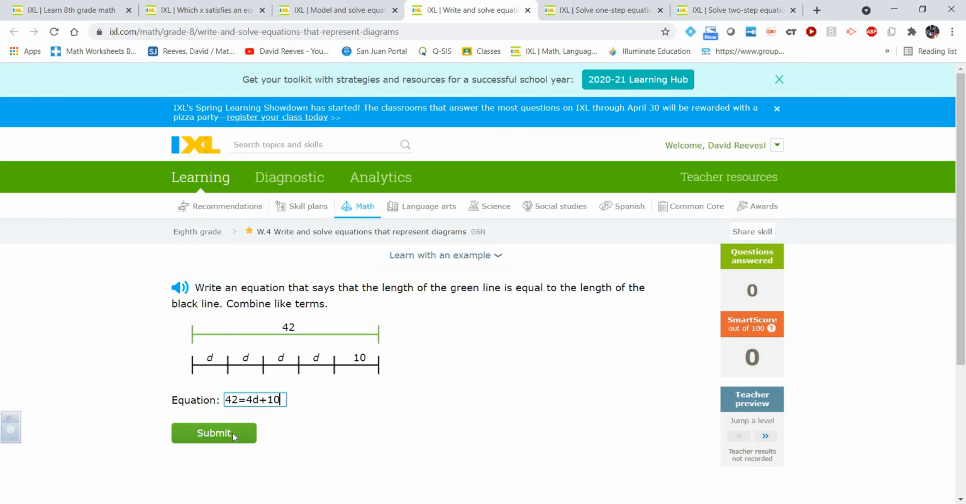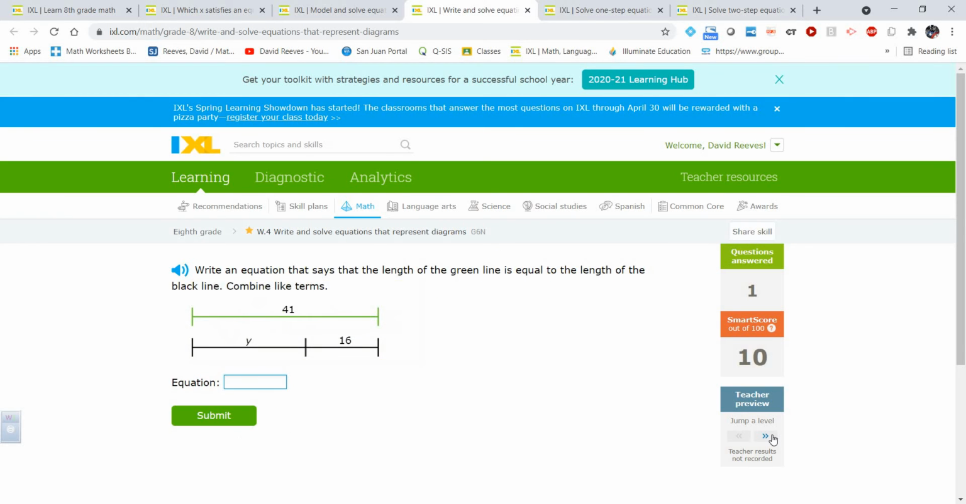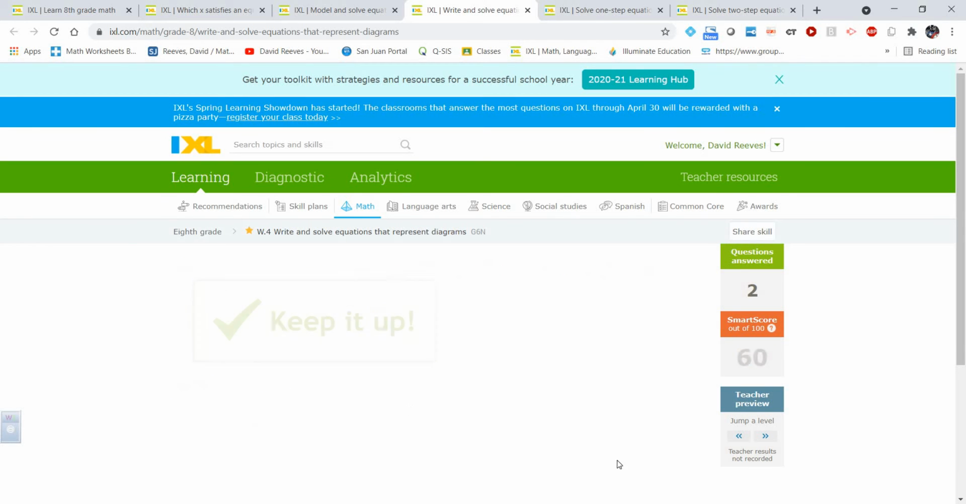Let's see if this time it registers. All right, it did. All right, let's skip up to the next one. On the next one, it's very similar. What do we have? We have 28 on the top is equal to 1, 2, 3, 4, 5 Y's plus 8. 5 Y's plus 8.